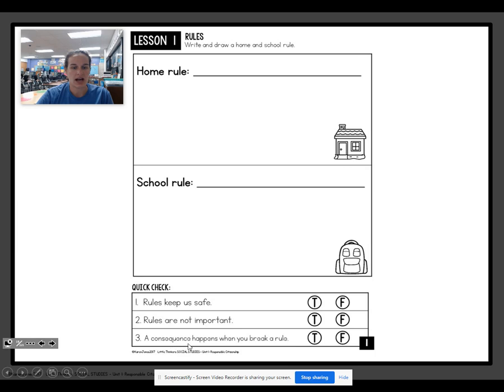And then number 3, a consequence happens when you break a rule. Well, think about it. If you leave your car toy in the driveway and someone runs it over and it breaks, that's the consequence. So, yep, a consequence happens when you break a rule.